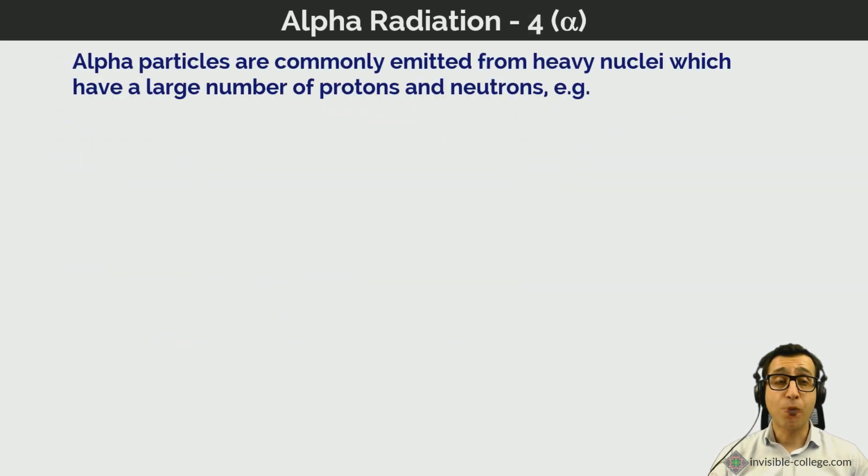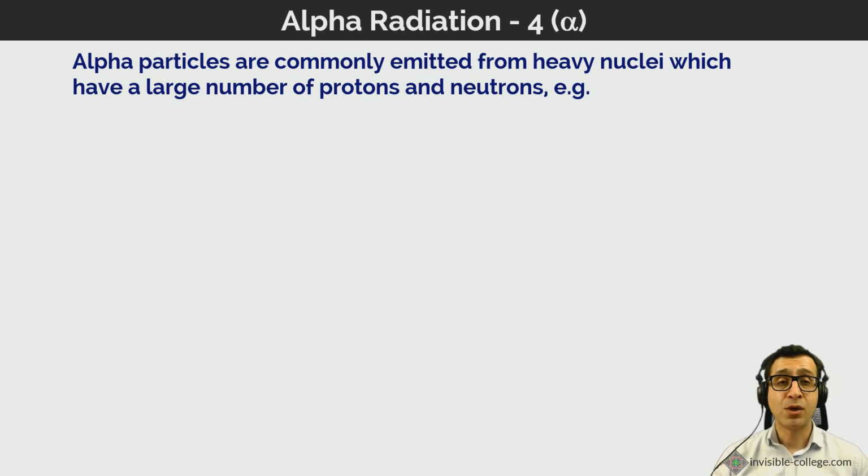So, alpha particles are commonly emitted from heavy nuclei which have a large number of protons and neutrons. And again, the reason for this is because those nuclei are unstable due to the large atomic mass and also perhaps because of an unstable number of protons which is too high. And so they can become stable by emitting the excess mass, those 4 units of mass, as an alpha particle and also getting rid of 2 protons.